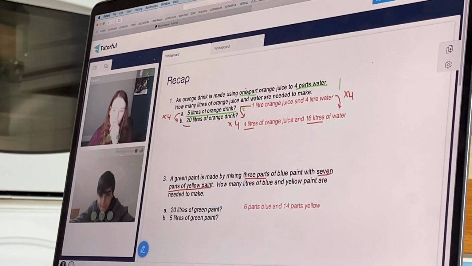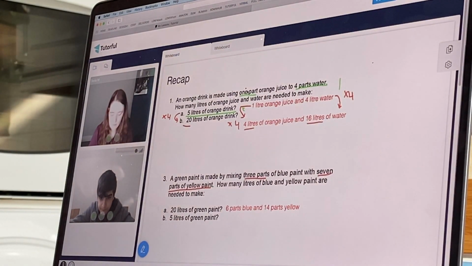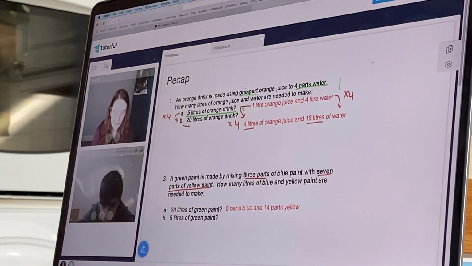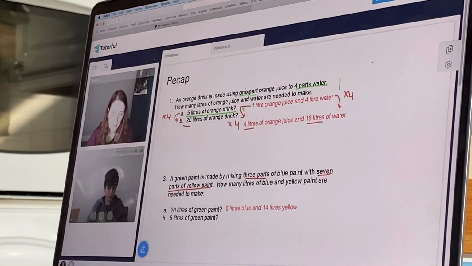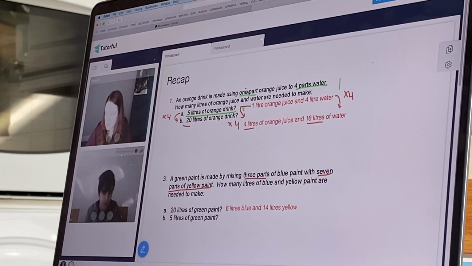Okay, so now we want to make 5 litres. They should be in litres, not parts. So now we've got what we need to make 20. What do we need to make 5? How do we do this? None of them can go into 5.